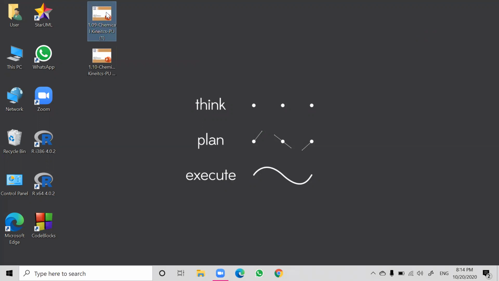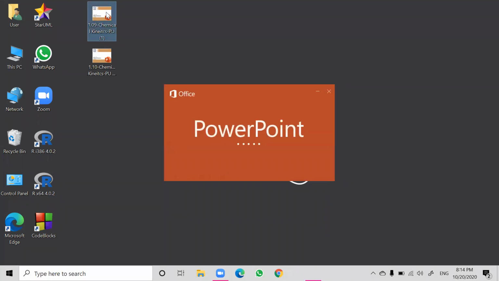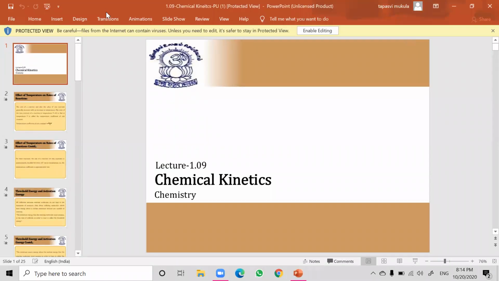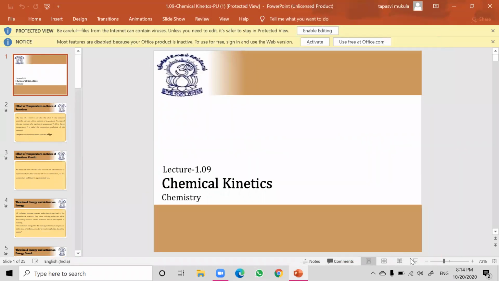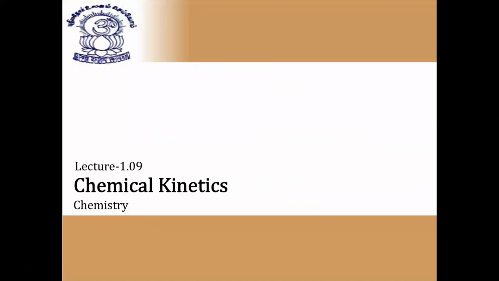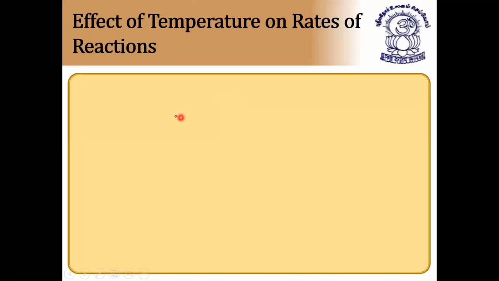So far we have completed integrated rate equations. In the previous lecture, we have completed integrated rate equations for zero order, first order, and second order. The integrated rate equation for first order is very important. And also we know how to find half-life of first order, second order, and zero order reactions, and we have done numericals based on that also. So in this class, we are going to do a new topic in this chapter, that is effect of temperature on the rates of reaction.